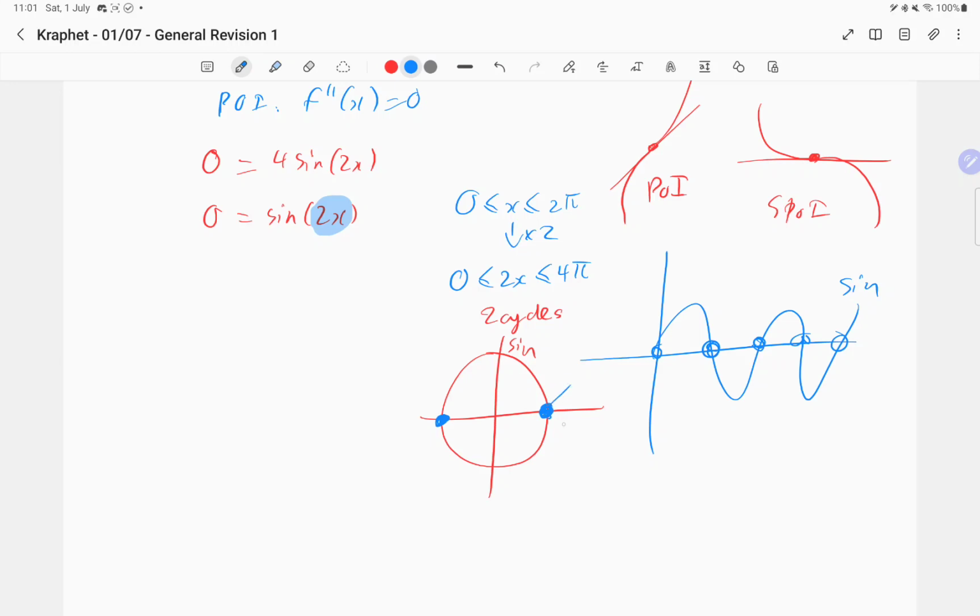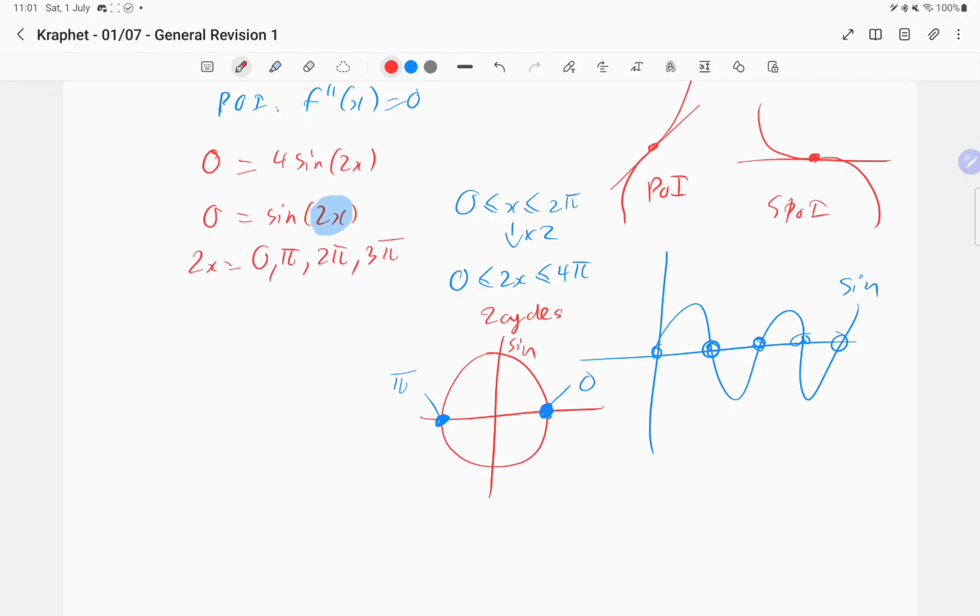So at these 2 points sine is equal to 0. What's the first angle here? 0. What's this angle here? Pi. That's right. So 0 and pi. So the answers for 2x, the first two will be 0 and pi. And when you add 2 pi to them, that will be 2 pi and 3 pi.